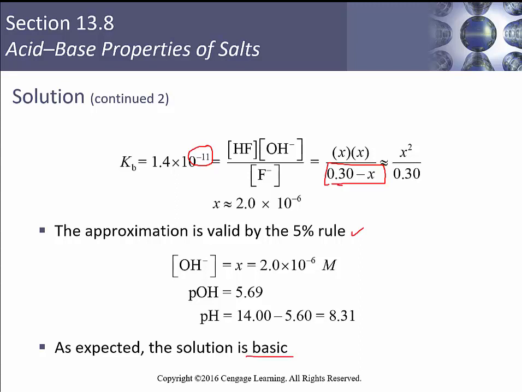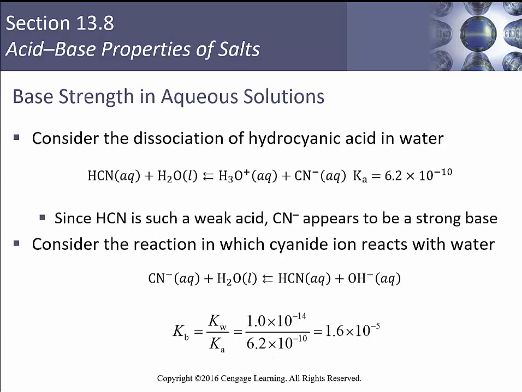So consider the dissociation of hydrocyanic acid in water. If I've got HCN reacting with water, I'm going to form H3O+ and cyanide, and it's got a Ka value. Since HCN is such a weak acid, the CN- appears to be a strong base. So we're going to consider the reaction where the cyanide ion reacts with water, where we've got CN- reacting with H2O to form HCN and OH-. Our Kb value is going to be Kw over Ka, and so our Kb is going to be 1.6 times 10 to the minus 5.